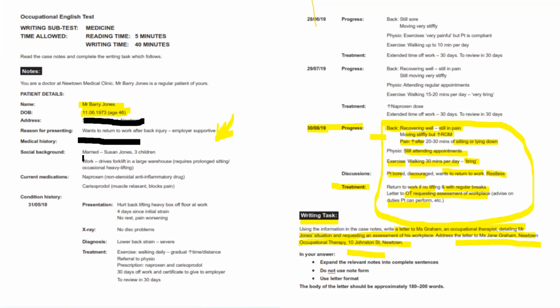Social background: married to Susan Jones and has three children. Is it important? No. You can mention just married without the rest. Is it right? Okay. Work: drives forklift in a large warehouse, like a big store, and requires prolonged sitting and occasional heavy lifting. Is it important? Yes, it's very important. The main problem, the nature of his occupation.